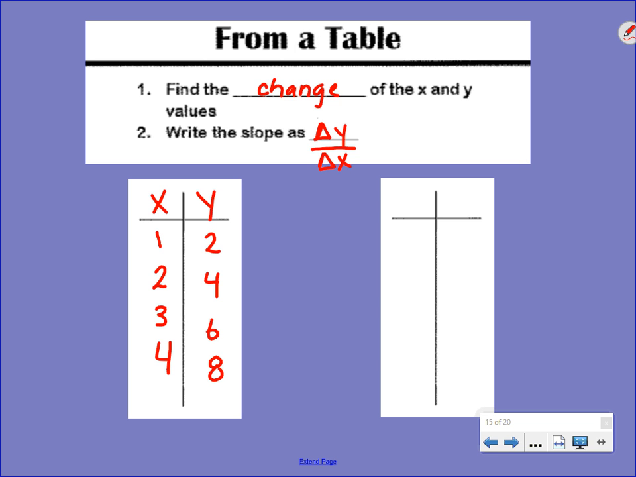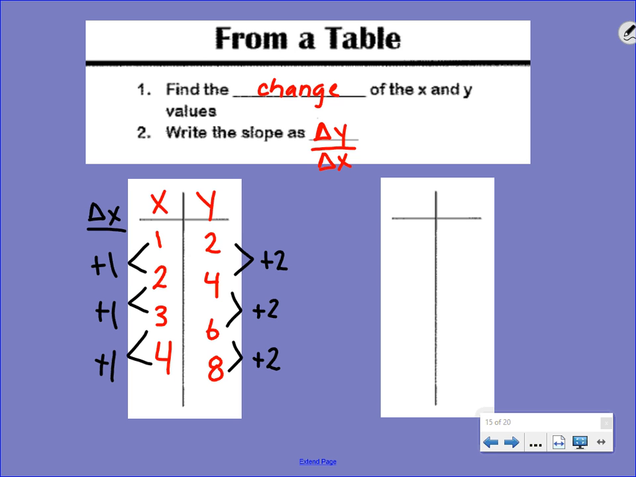Now, to find the change of the x values, we look at how do we get from 1 to 2? Well, we add 1. How do we get from 2 to 3? We add 1. How do we get from 3 to 4? Add 1. That's our change in x. So our change in x is adding 1. Our change in y, then, is how we get from 2 to 4. Add 2. How do we get from 4 to 6? Add 2. How do we get from 6 to 8? Again, we add 2. So that is our change in y.